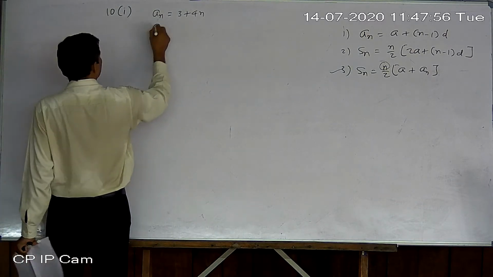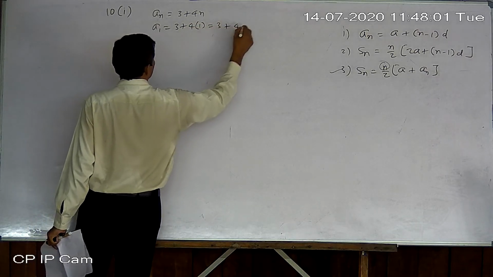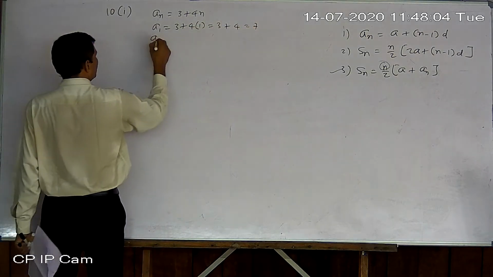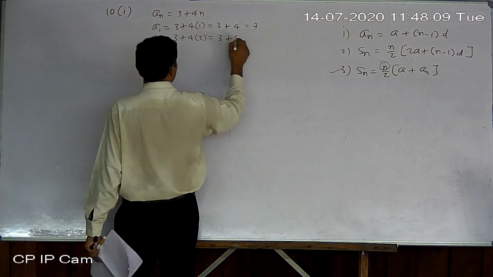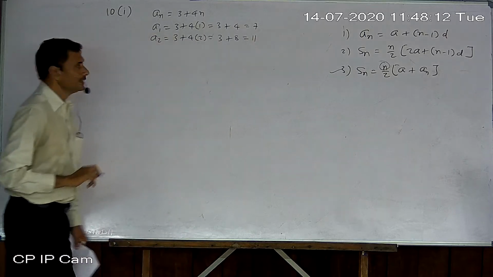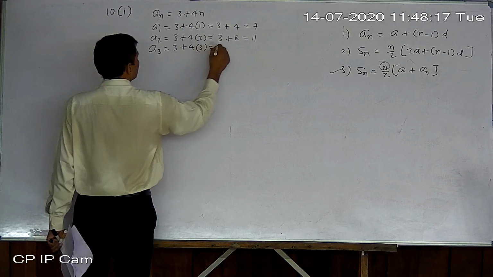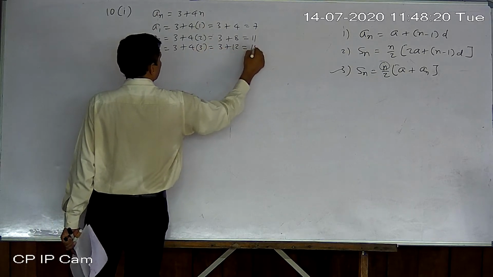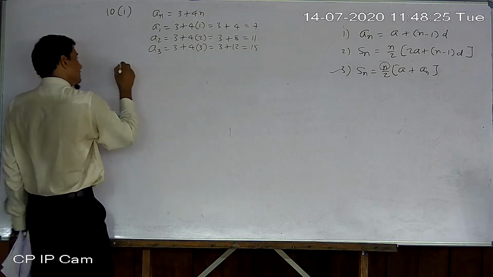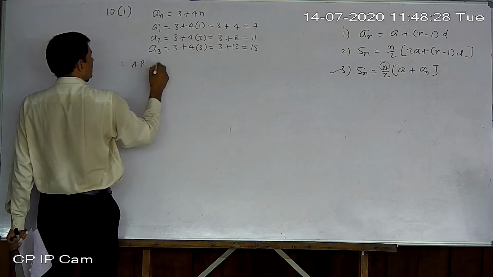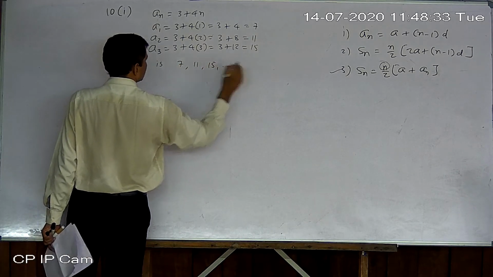So A1 will be what? 3 plus 4 into 1 means 3 plus 4, 7. Then A2 will be 3 plus 4 into 2 means 3 plus 8, 11. Then A3 will be 3 plus 4 into 3 means 3 plus 12, 15. Okay, so now we can write arithmetic progression. Therefore, arithmetic progression is 7, 11, 15 like this.